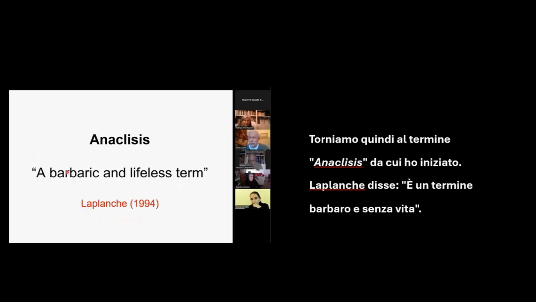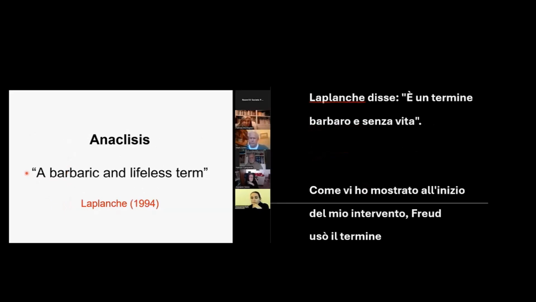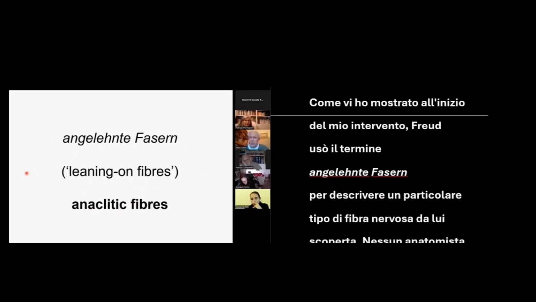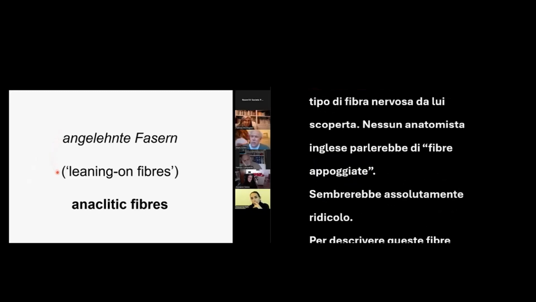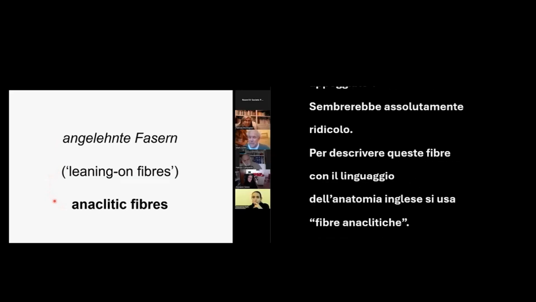So now we return to the term anaclisis that I began with. Laplanche says it's a barbaric and lifeless term. As I showed you at the very beginning of my talk, Freud used the term angelehnte Fasern to describe a particular type of nerve fiber that he had discovered. No English anatomist would call it a leaning on fiber. It sounds perfectly ridiculous. It sounds like ordinary English anatomy to describe it as anaclitic fibers.